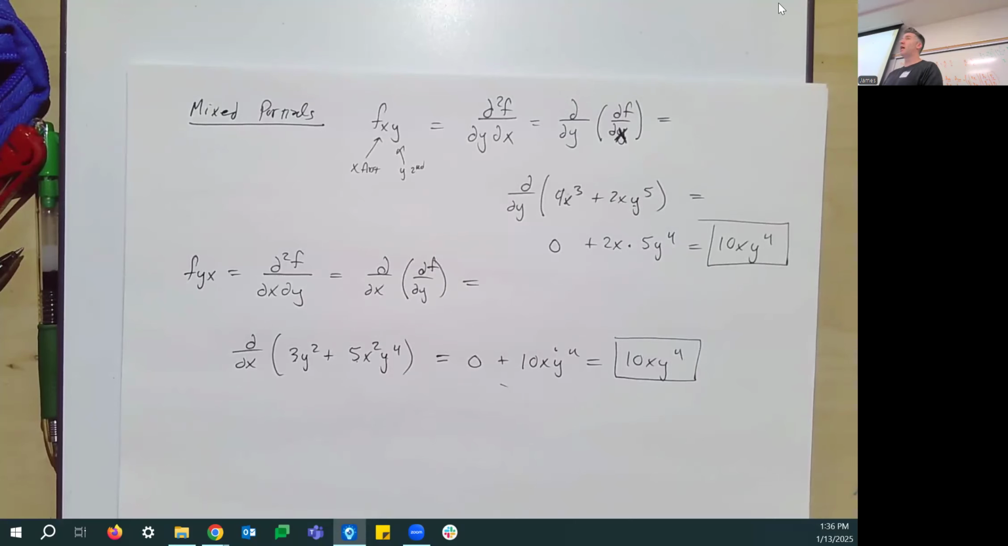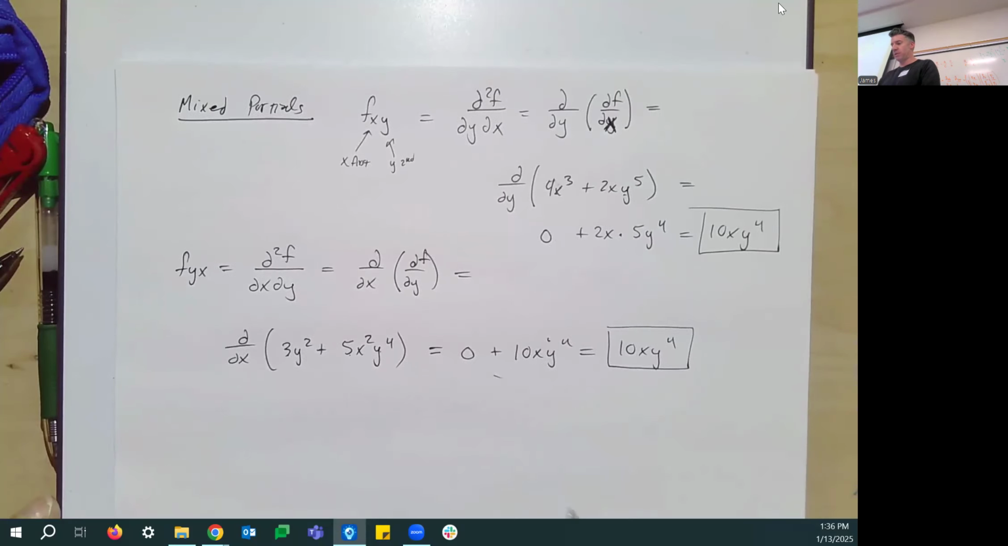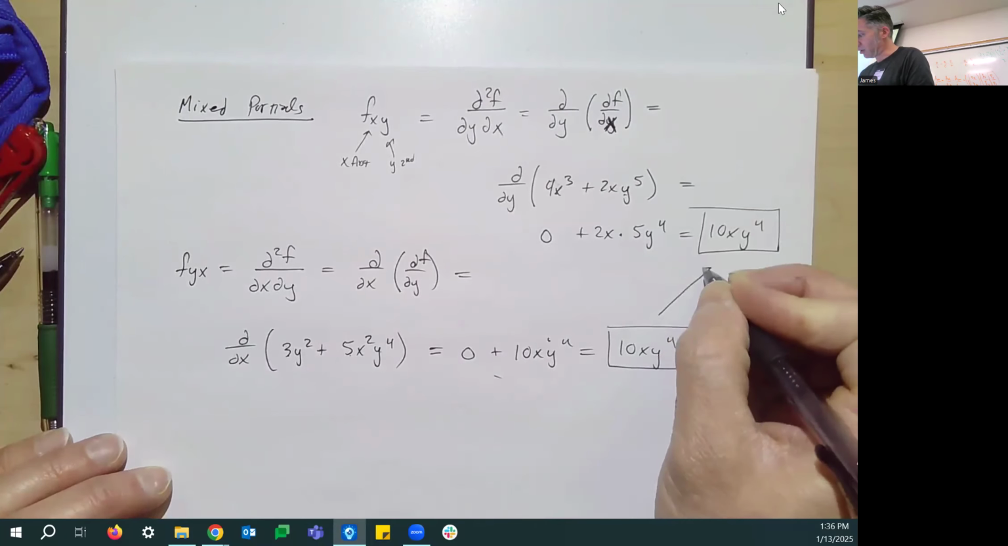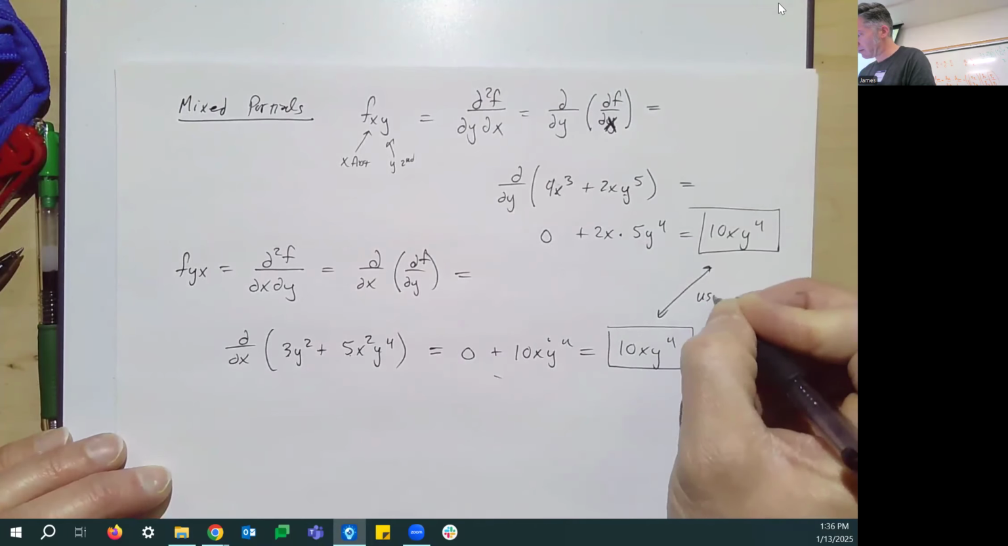While it is not generally the case that the mixed partials are equal to each other, what that means is they aren't always equal to each other, but most of the time they are. In fact, in this class, it is almost always the case that the mixed partials, whichever way you calculate them, will be the same either way. So these are usually the same.